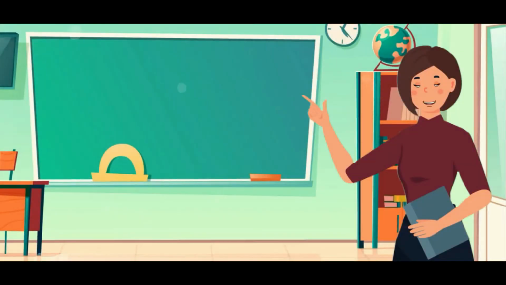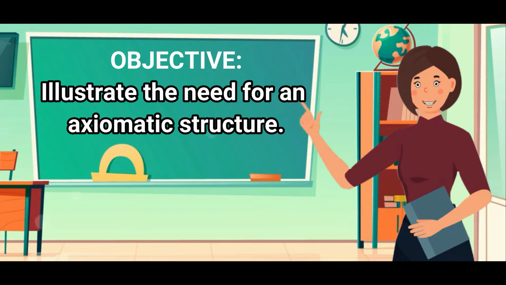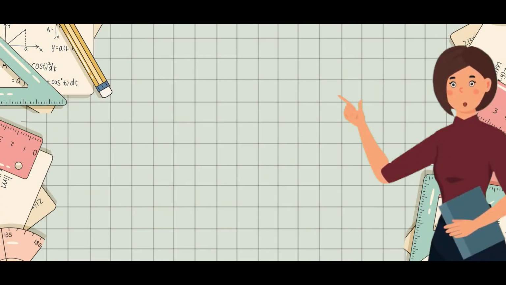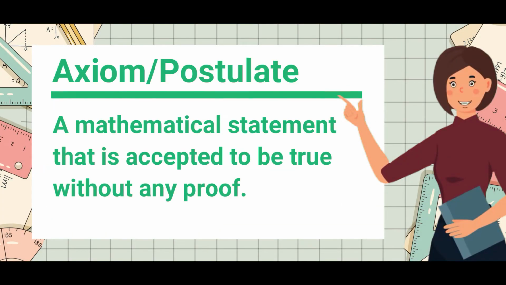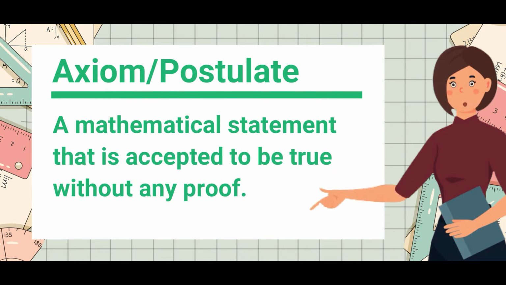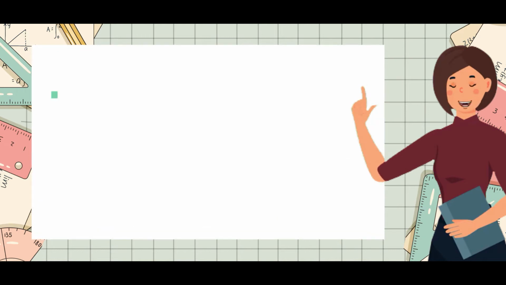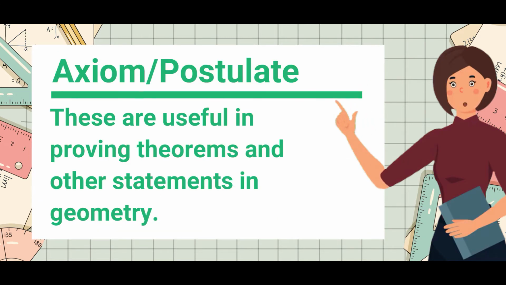For this week's video lesson, we will be discussing axiomatic structure. For our objective, you are expected to illustrate the need for an axiomatic structure. In our last video, we defined axiom or postulate as a mathematical statement that is accepted to be true without any proof. So these are useful in proving theorems and other statements in geometry.